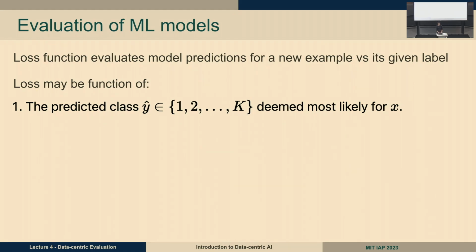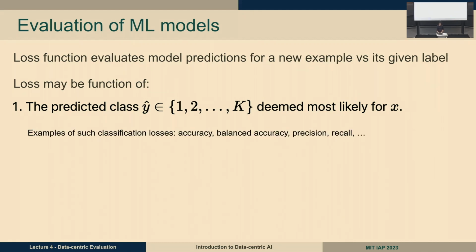So as I mentioned, the loss function is this critical object that is used to evaluate the model predictions for a new example versus the label that was given for that example. And typically the loss will either be a function of the predicted class, deemed most likely by the model for this example. Examples of that would be accuracy and balanced accuracy, which is essentially computing the accuracy for each class and then averaging them, which is a better way to have a loss that is not so sensitive to some classes being less common than others.